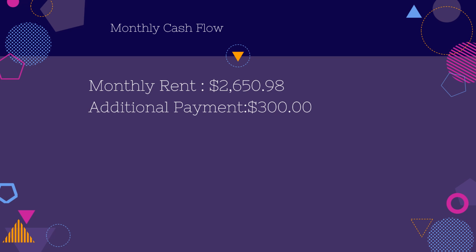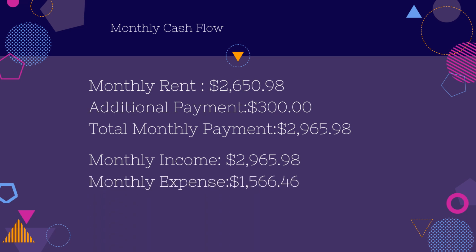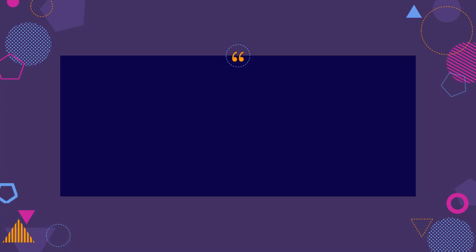The tenant buyer pays $2,665.98 each month, plus additional rent of $300. That means the total monthly payment is $2,965.98, and that's the income from the investor's point of view. The investor's monthly expenses are $1,566.46, as we calculated earlier. So the net cash flow for the investor is $1,384.52.